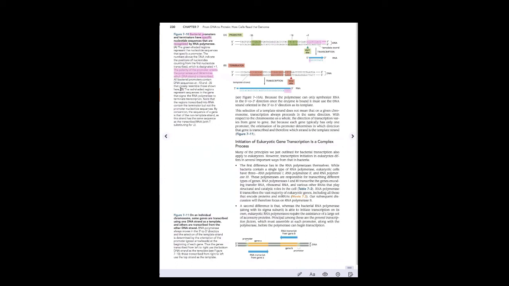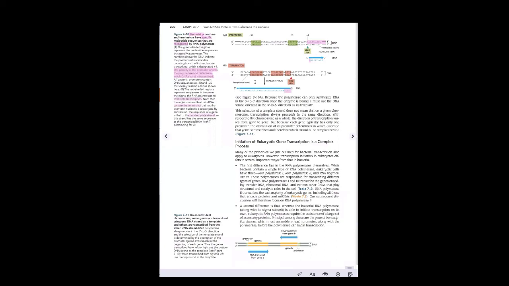So let's finish off this figure quickly. It says in part B, the red shaded regions represent sequences in the gene that signal the RNA polymerase to terminate transcription. Note that the regions transcribed into RNA contain the terminator. By convention, the sequence of a gene is that of the non-template strand, as this strand has the same sequence as the nucleotide.